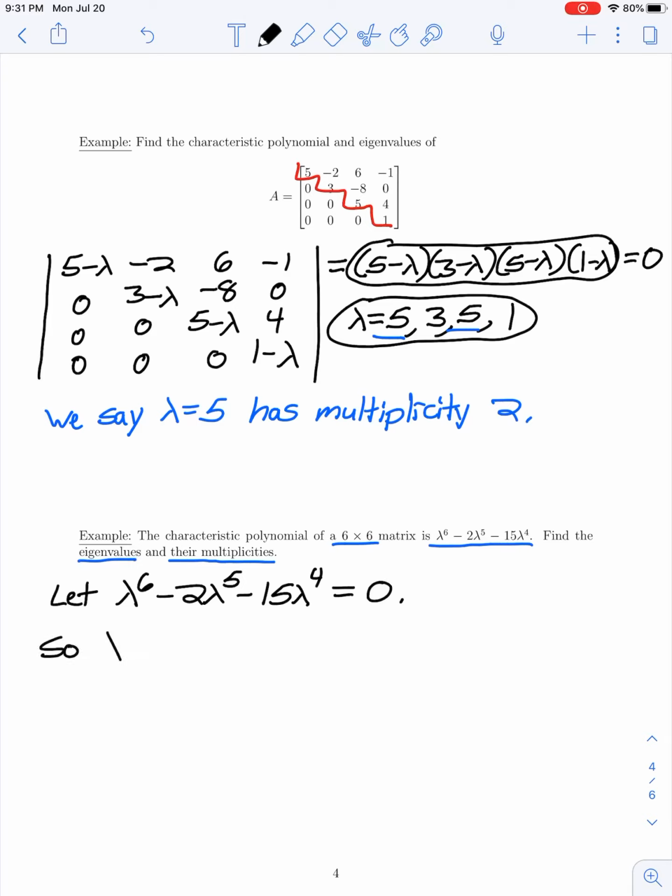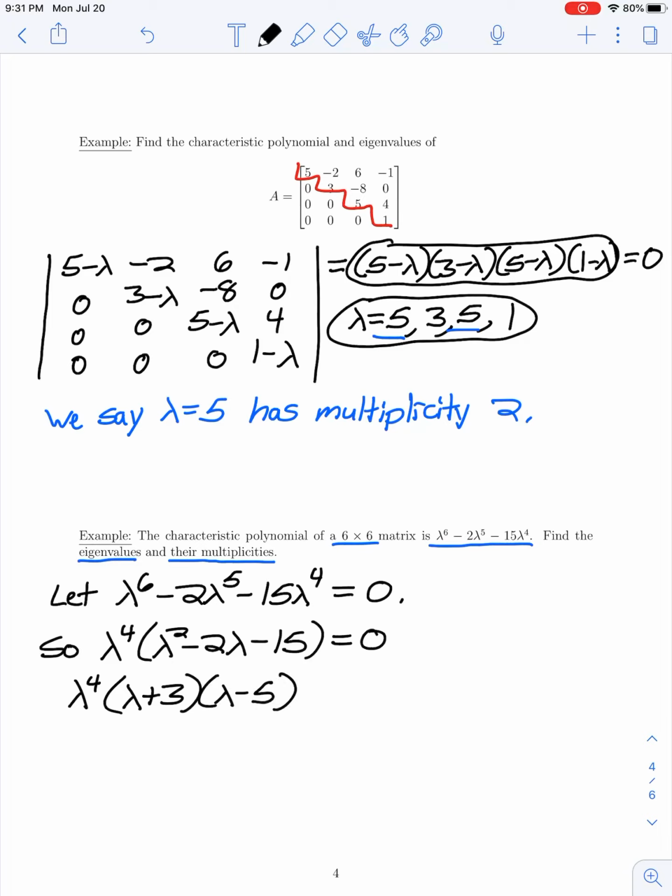So to solve, we could factor out a lambda to the 4th, and we're left with lambda squared minus 2 lambda minus 15 is 0. So we have lambda to the 4th, and then our quadratic can be factored as lambda plus 3 times lambda minus 5 is 0. So listing our eigenvalues, we have lambda equals 0, lambda equals negative 3, and lambda equals 5. Now we're supposed to list the multiplicity of these eigenvalues.